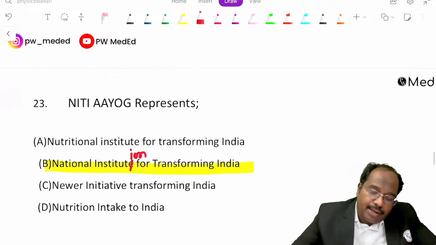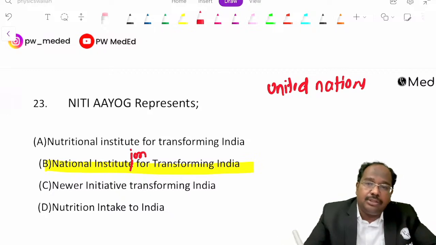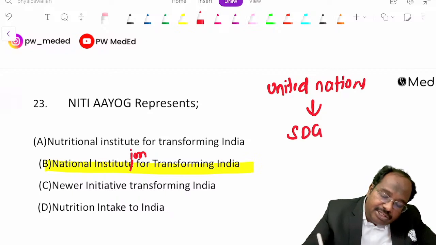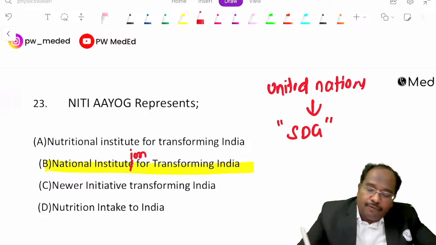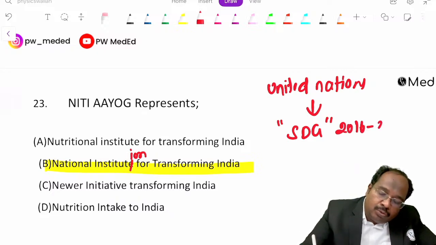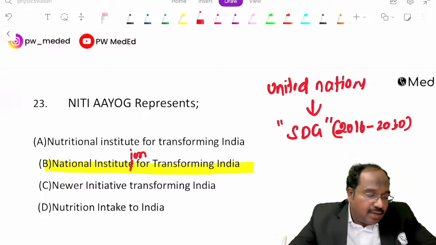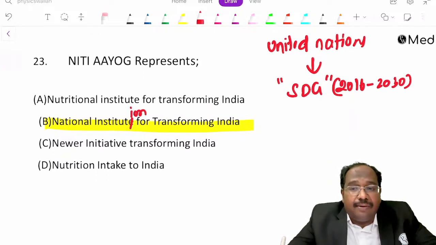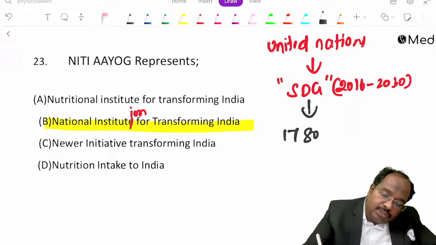Now look here. Under the leadership of the United Nations, all countries accepted certain goals. That is called SDG, Sustainable Development Goals. All countries say that from 2016 to 2030 we will achieve certain goals. These are called SDG, guys. Sustainable Development Goals. And how many goals are there in SDG? There are 17 goals.